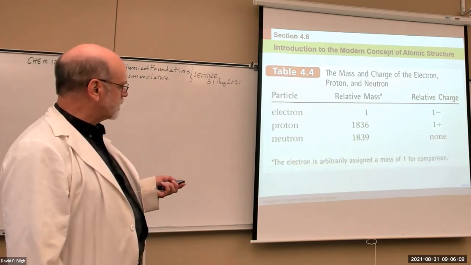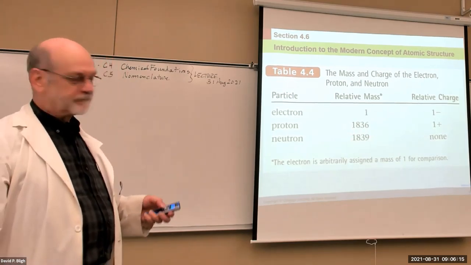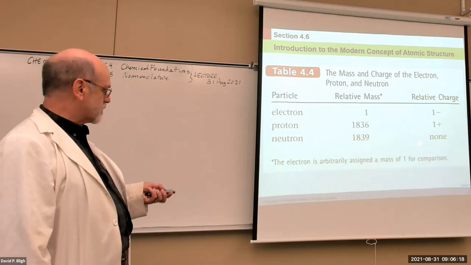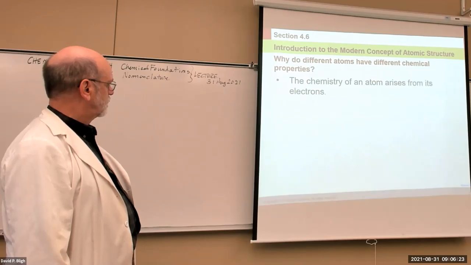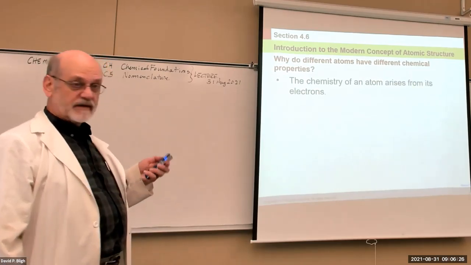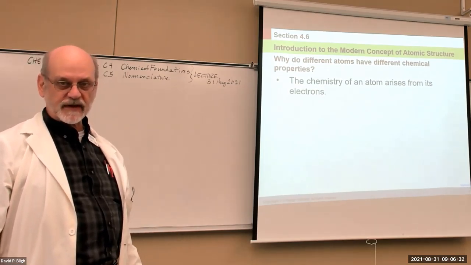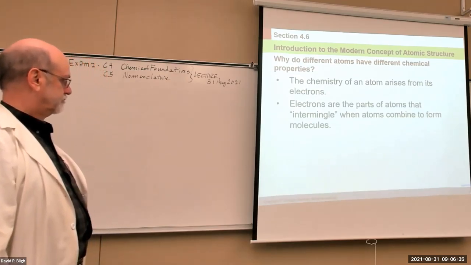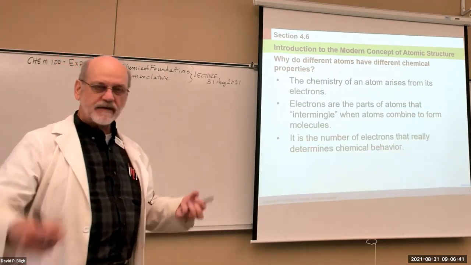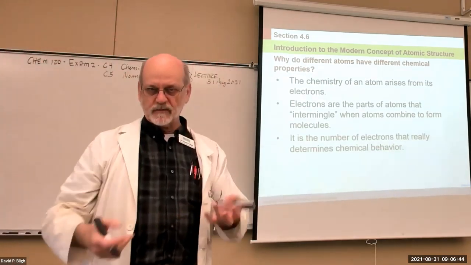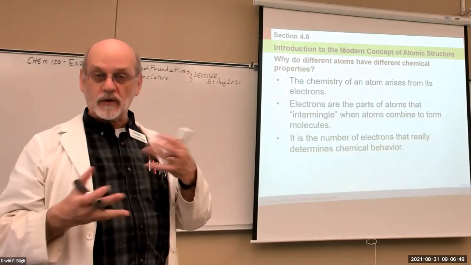If the electron is one, then the proton is 1836 and the neutron is 1839. And those are the charges. And I mentioned this, the chemistry arises from the interaction of electrons. That's where the bonds take place. So it's the number of electrons in the outermost region, which we call the valence shell of an atom, that are responsible for chemical reactions.